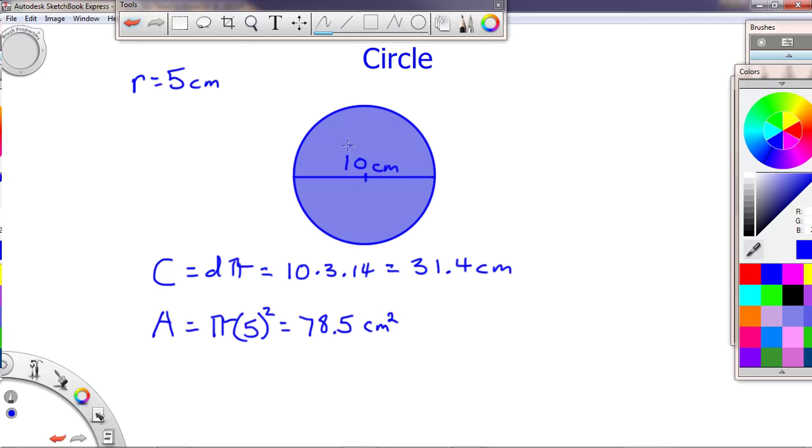Okay, so in this problem, I had to divide the diameter by 2 to get my radius, and then I squared that, that's here, and I multiplied by pi to get 78.5 centimeters squared. Yeah, we're going to stop with that.